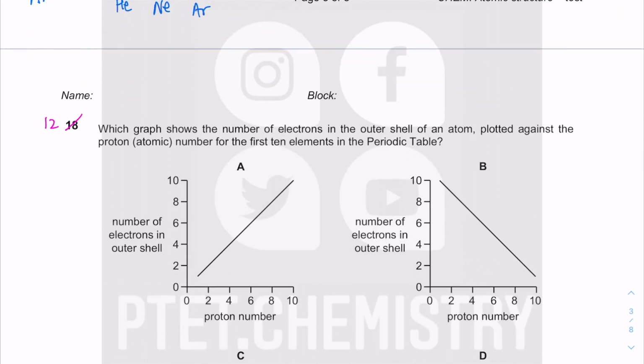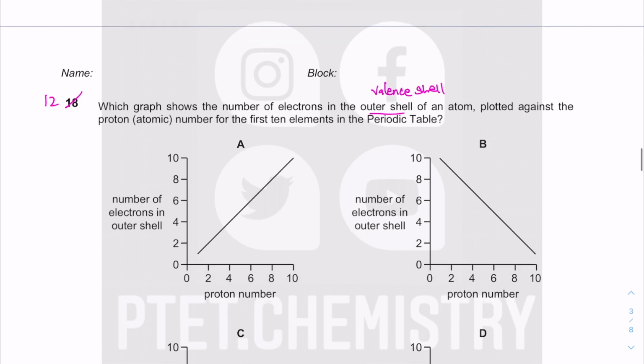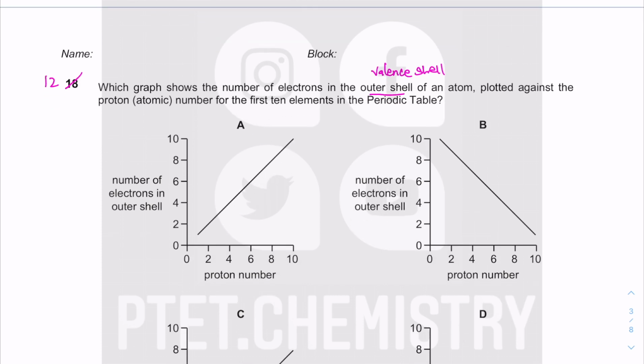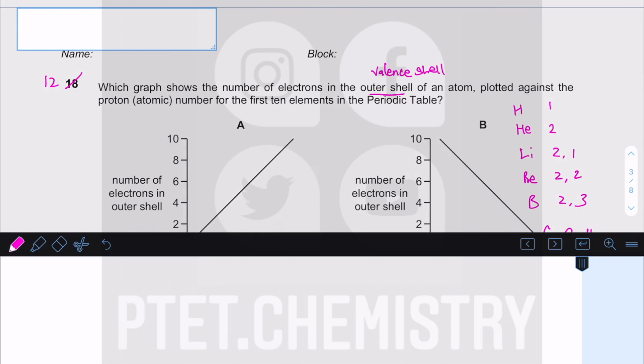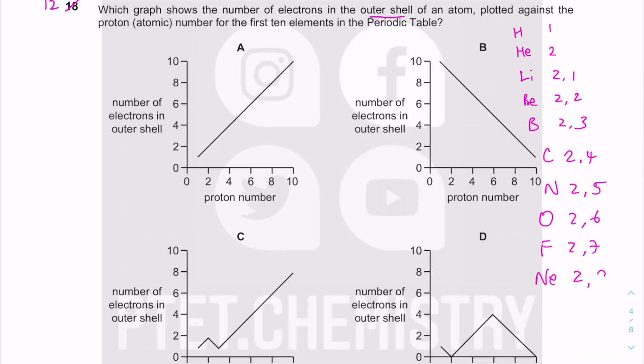Anyway, which graph shows the number of electrons in the outer shell of an atom? The outer shell is also known as the valence shell of an atom, plotted against the proton number for the first 10 elements. So for the first 10 elements, you will have hydrogen, helium, so you have 1, and then you have 2, and then lithium you have 2, 1, beryllium you have 2, 2, boron you have 2, 3, carbon you have 2, 4, nitrogen is 2, 5, oxygen is 2, 6, fluorine is 2, 7, and then neon is going to be 2, 8.